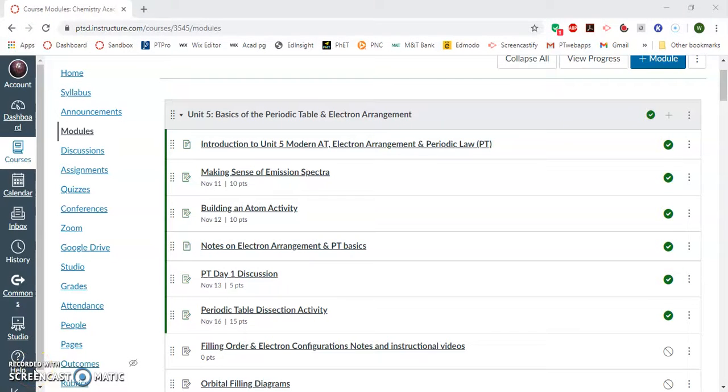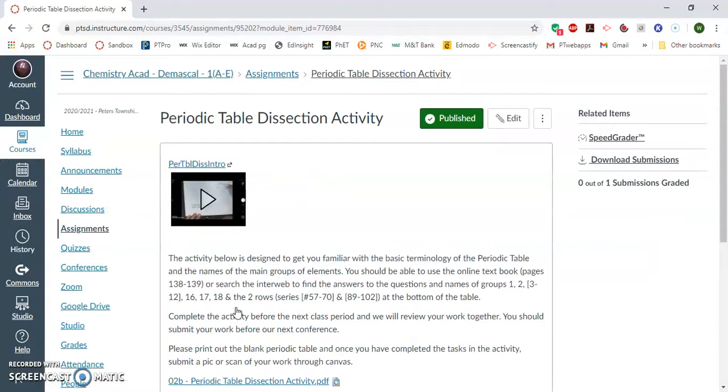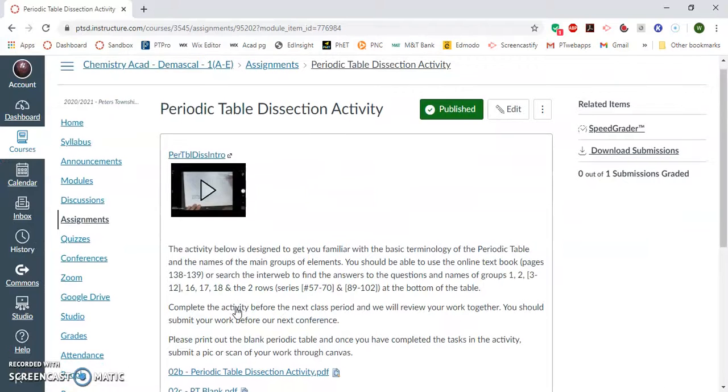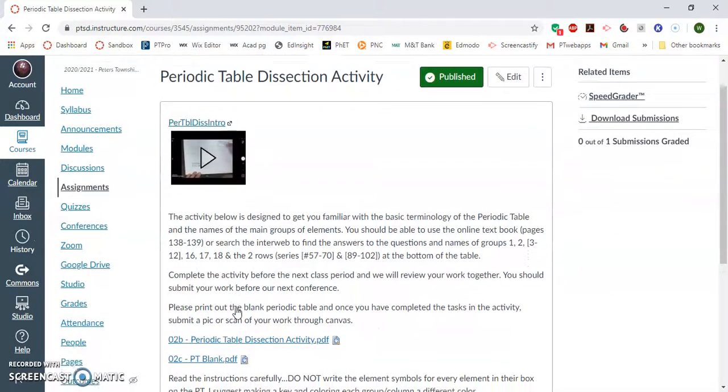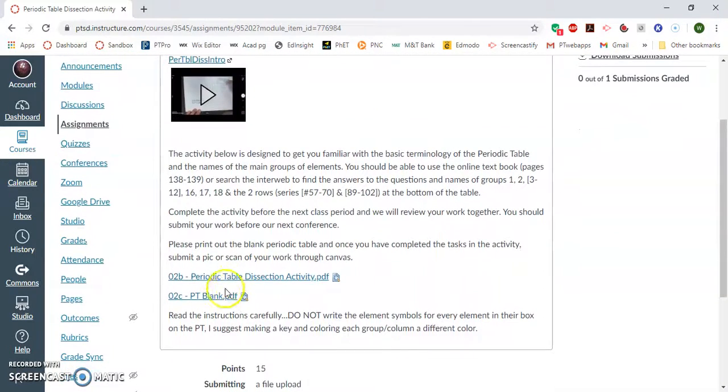Alright, ladies and gentlemen, this video will go over the solutions to the periodic table dissection activity that we worked on Friday and over the weekend. So we're going to click on the assignment here, and there's the instructional video for how to do the activity. Remember, you should have printed this out and then followed these instructions.